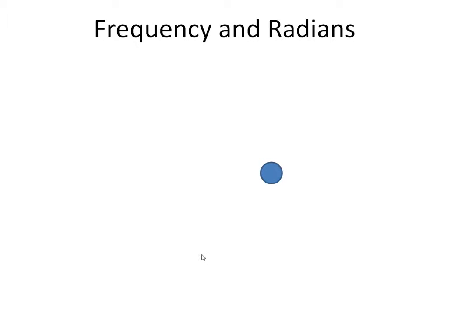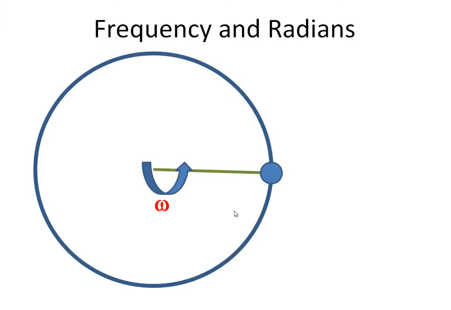In this screencast we're going to look at the relationship between frequency and radians. Let's say we have an item here and we're going to rotate it about a radius r at an angular velocity omega. As it rotates, it will create a circle. So it rotates in this sort of pattern.